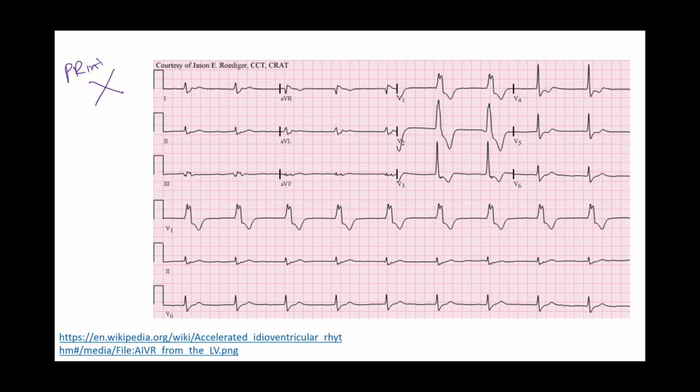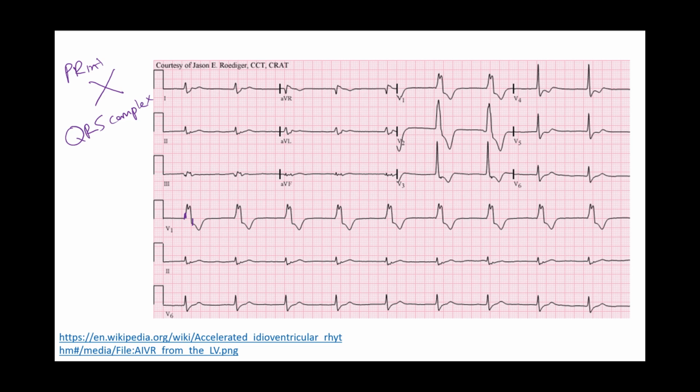What about the QRS complex? Well, we can look at any of these leads, but I think V1 has the most prominent QRS complexes, so it's easiest to calculate in there. And I'm going to look at this first one right here. Starts over here and then ends over here.